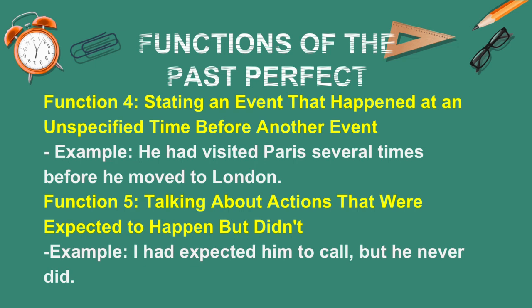Function 5. Talking about actions that were expected to happen but didn't. It is used to express an expectation that an action would occur, but it did not. For example, I had expected him to call, but he never did.